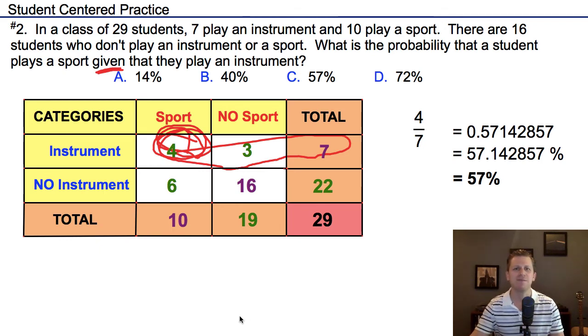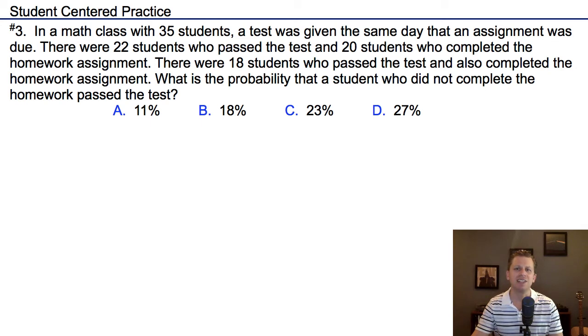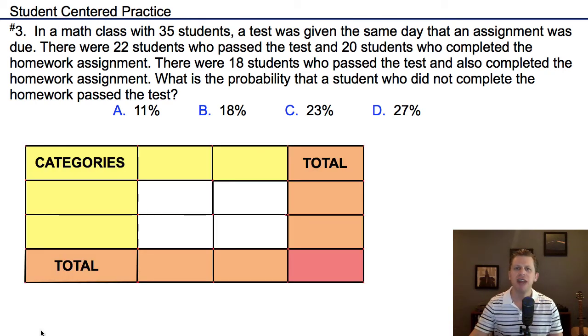Let's try another example. In a math class with 35 students, a test was given the same day that an assignment was due. There were 22 students who passed the test and 20 students who completed the homework assignment. There were 18 students who passed the test and also completed the homework assignment. What is the probability of the student who did not complete the homework pass the test? We have 2 categories here, and the categories were passing the test and doing that homework assignment. We know doing homework increases your ability to pass the test because you've practiced, and we want to find what is the probability that a student did not complete the homework but yet passed the test.